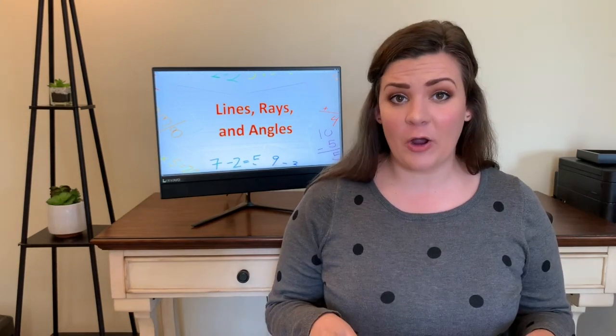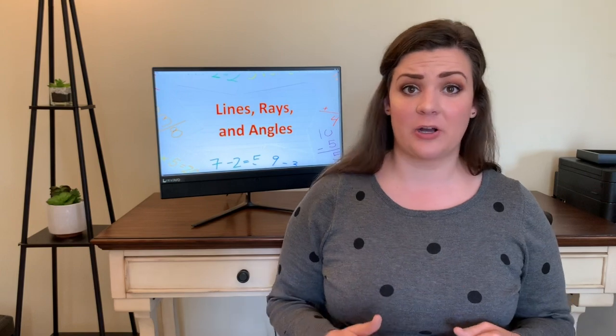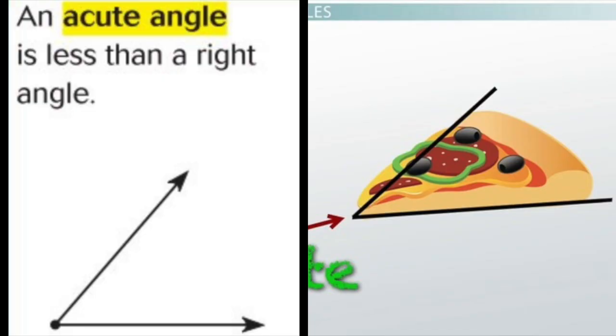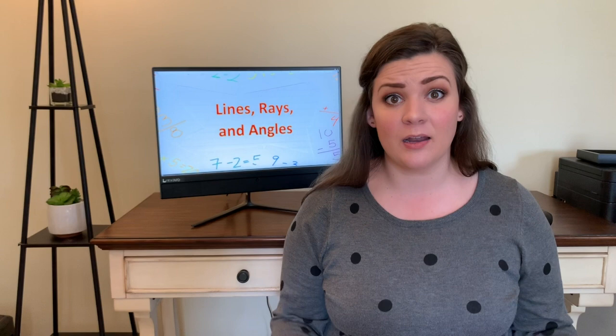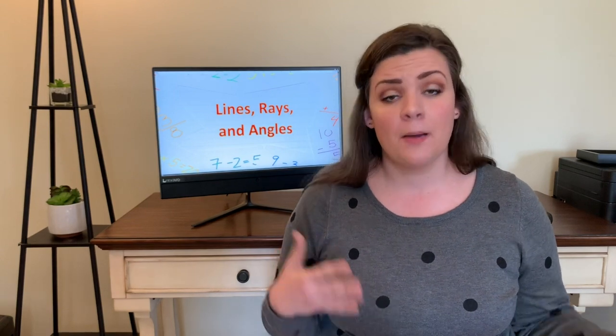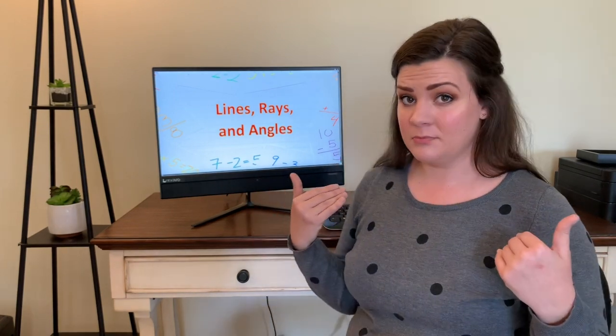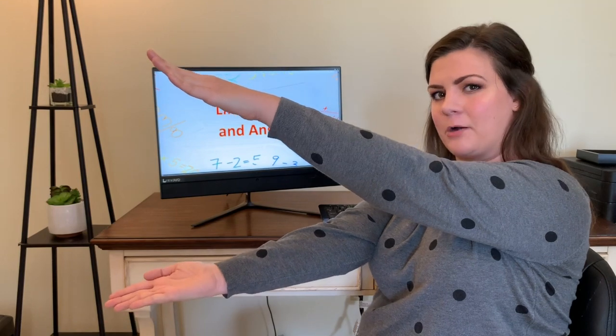Awesome. An acute angle is less than a 90-degree angle. What a cute little angle! Can you make an acute angle with your arms? Put your arms straight out in front of you. Think of an alligator mouth.